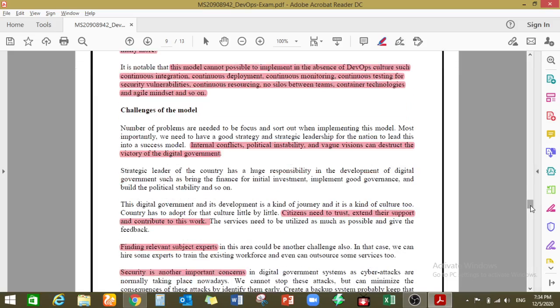When we talk about the challenges, a number of challenges arise. First, we need the right strategy and vision for implementing the model.